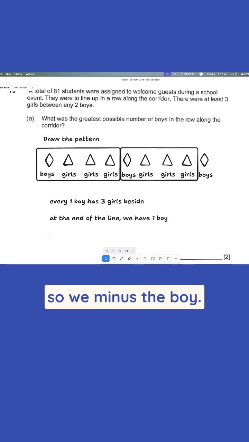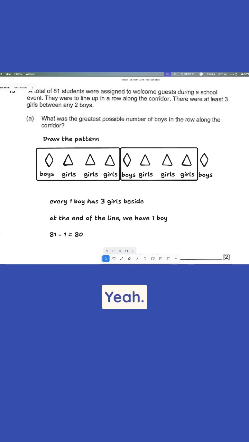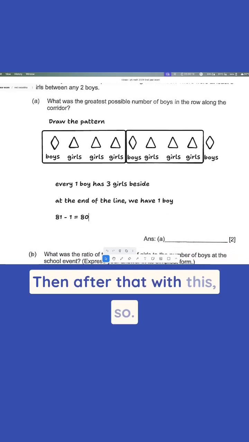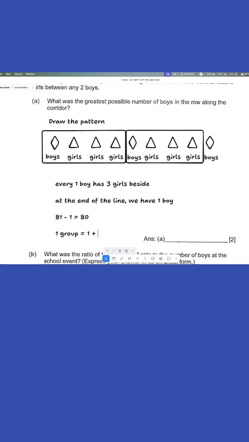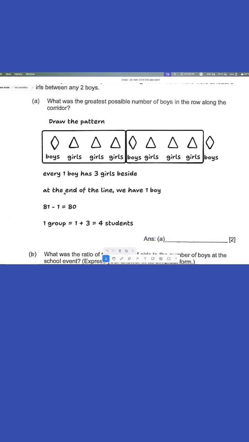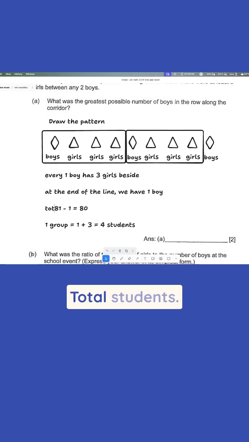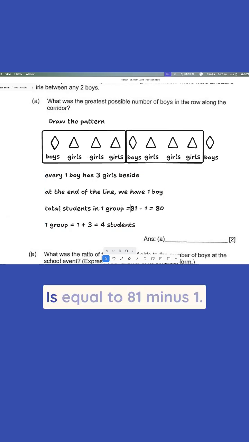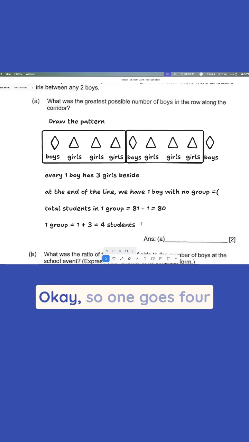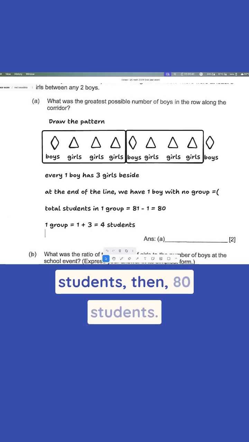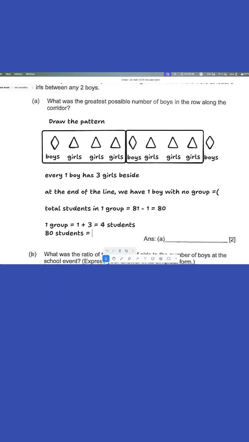So we minus the boy. 81 minus 1 is equal to 80. Then one group is equal to 1 plus 3, which is 4 students. So one group is 4 students, then 80 students divided by 4 is equal to 20.